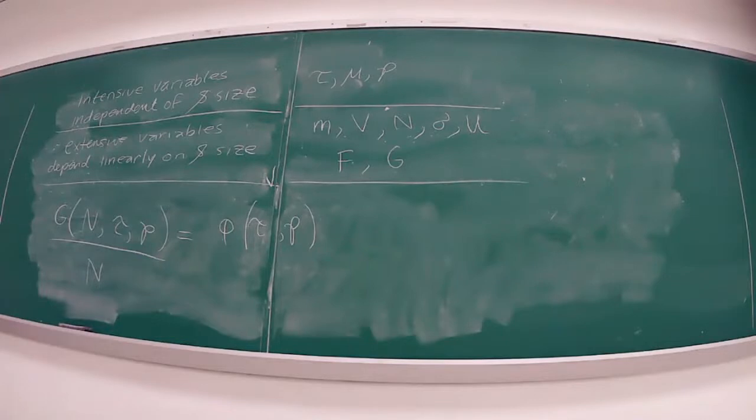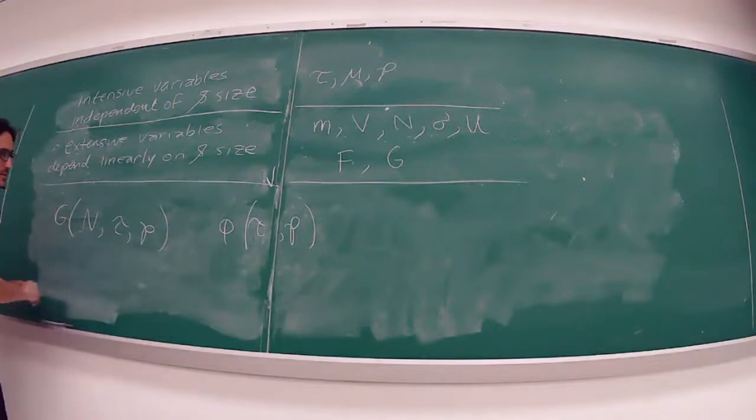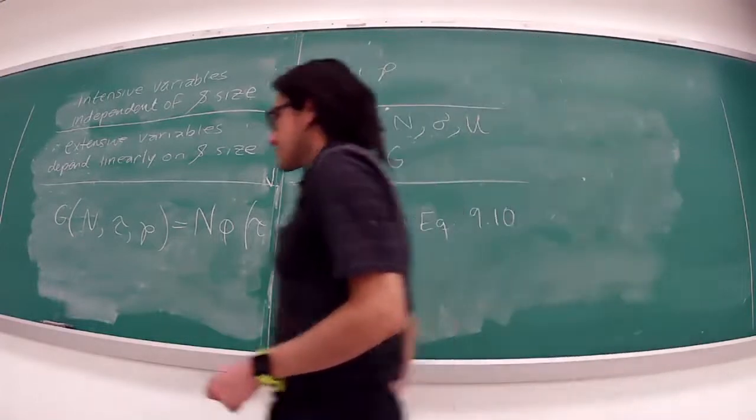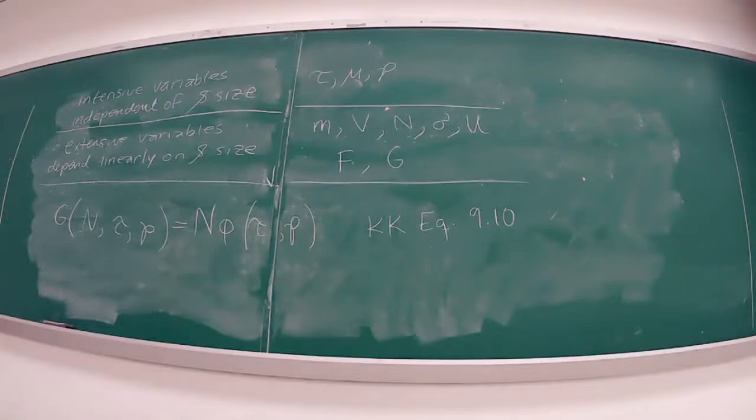So that means that G, the Gibbs free energy, is equal to N times this quantity. And that is equation 9.10. We saw that for the case of constant pressure and constant temperature, G, the Gibbs free energy, was equal to mu dN.